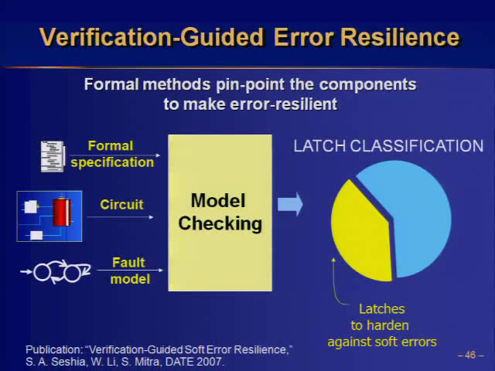But this is at a high level. This is in terms of the end-to-end specification at the software level or at the whole system level. And then we also take a characterization of the kinds of faults that can occur. And then we use the technique of model checking to output a classification of the components that you want to make error resilient. So for instance, in the work using BISER, we want to classify latches as being either those that we must harden, where we must use the BISER technique, and those where we don't have to use the BISER technique.